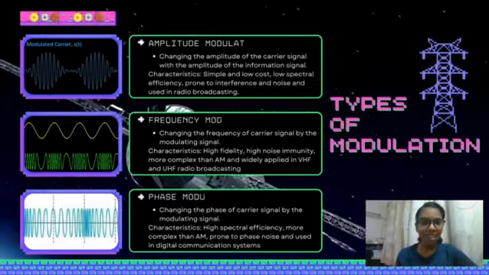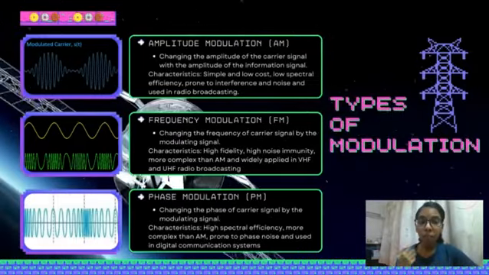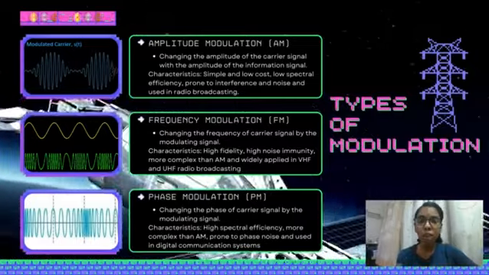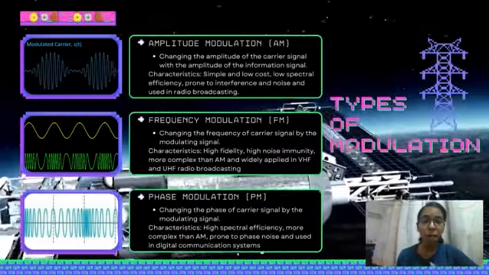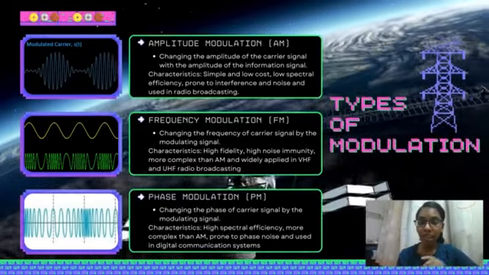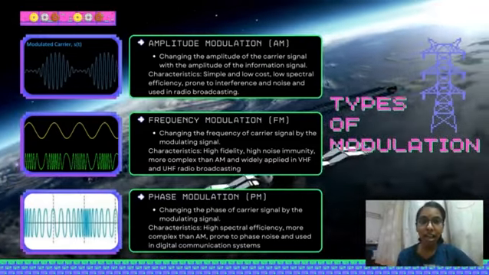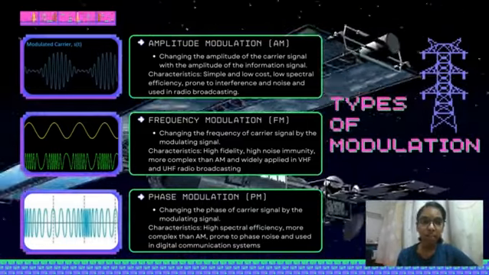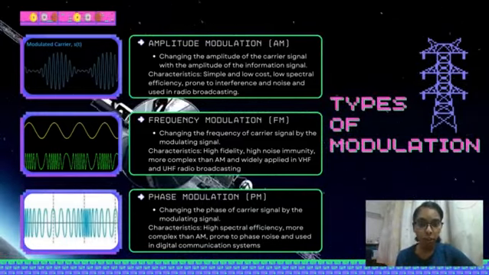Let's start with AM modulation. AM stands for amplitude modulation, which means that the amplitude of the carrier signal is changed with the amplitude of the informational signal. AM is simple and low cost, but it has low spectral efficiency and is prone to interference and noise. AM is commonly used in radio broadcasting.